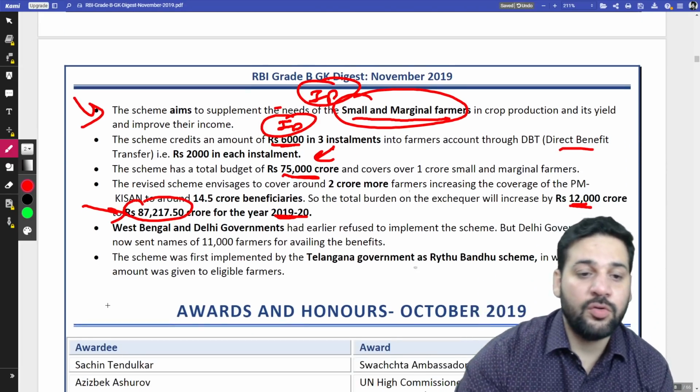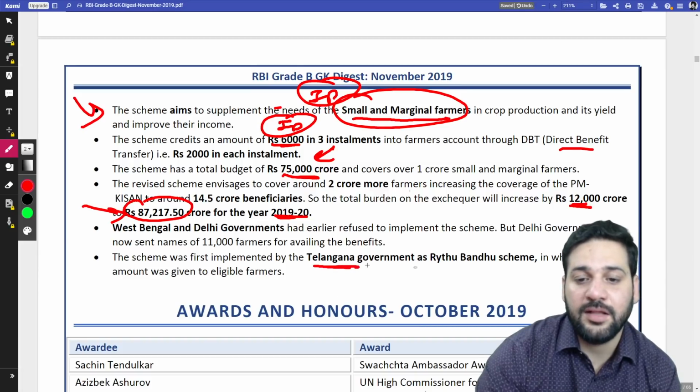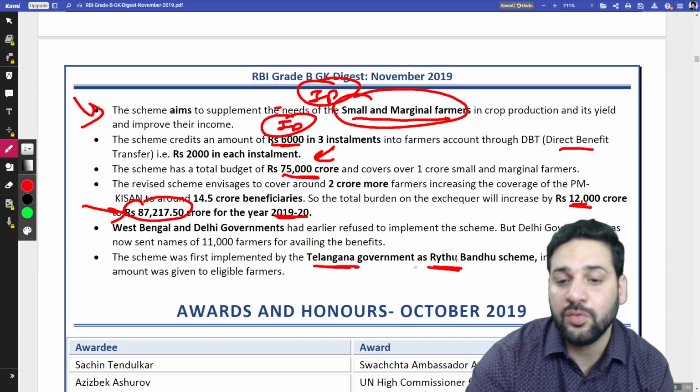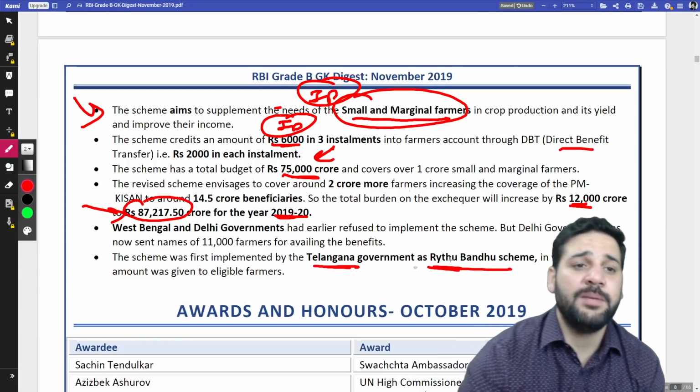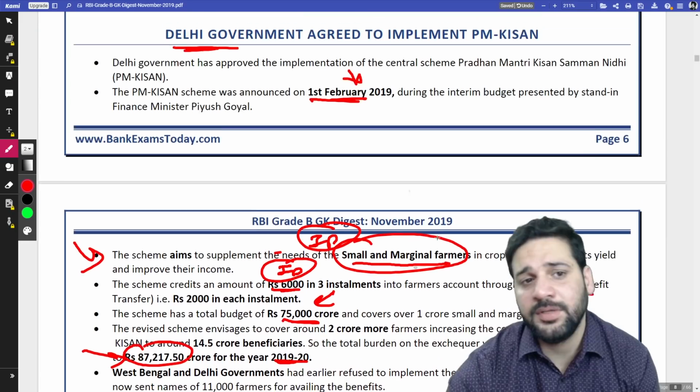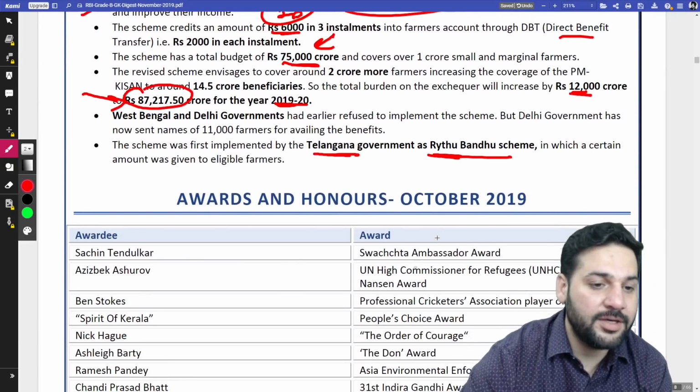Telangana was the first state and they implemented this via the Raitu Bandhu scheme. West Bengal is the only state that didn't implement PM Kisan, and now even Delhi has agreed. So I don't know how many farmers there are in Delhi.